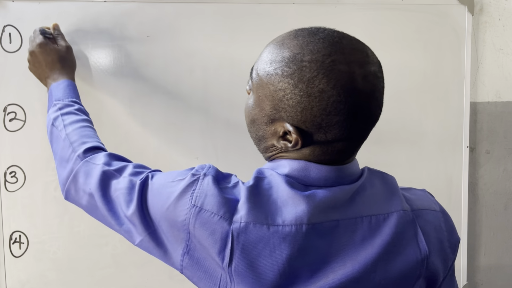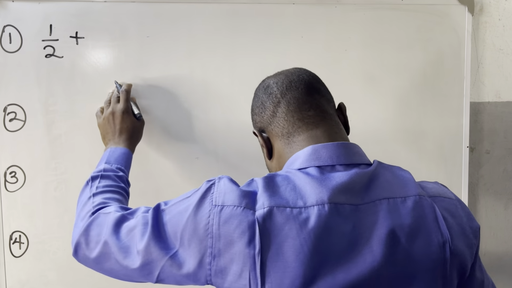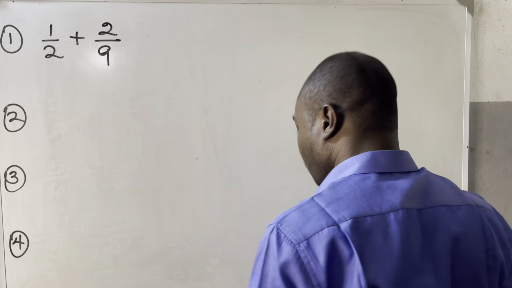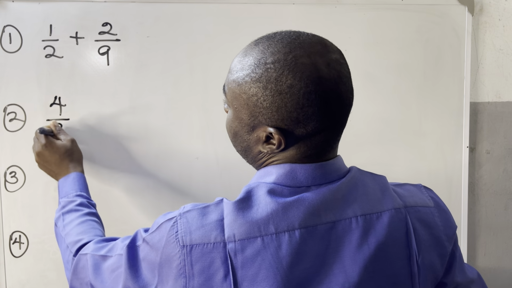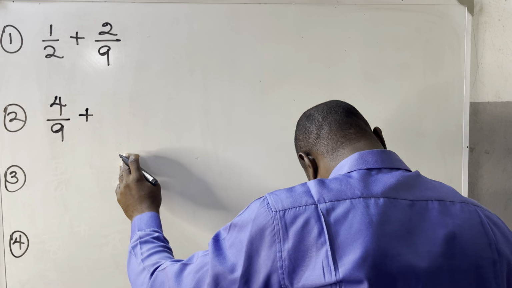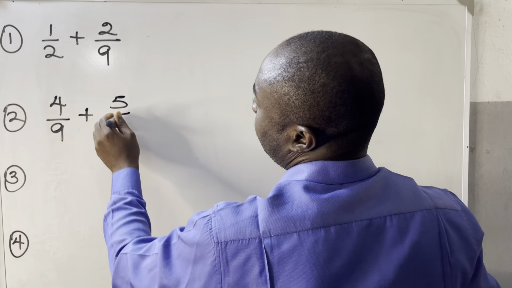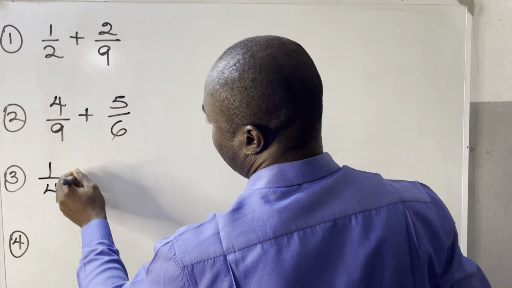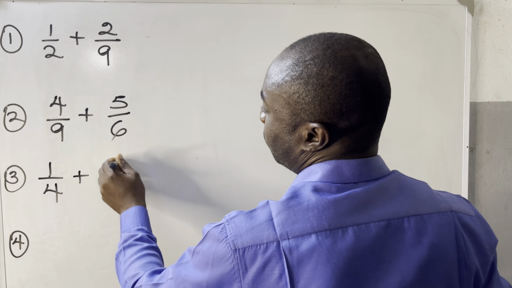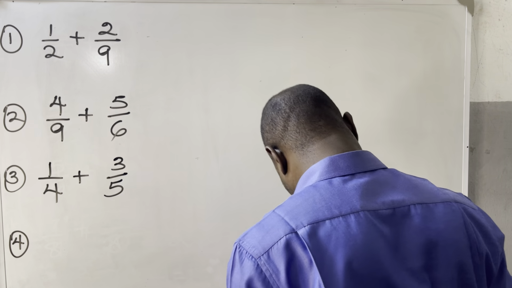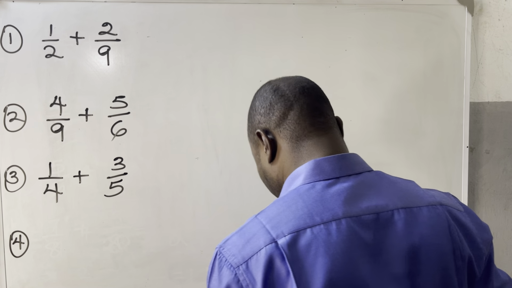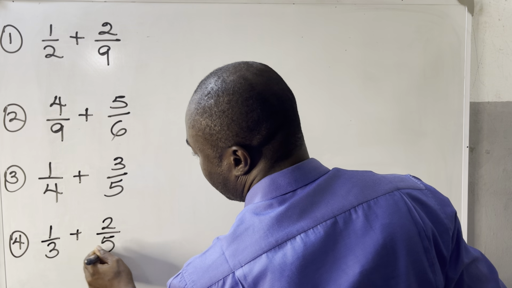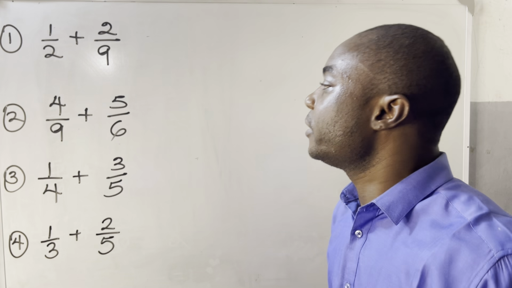So if we have a fraction as 1 over 2 plus 2 over 9, all right, another one as 4 over 9 plus 5 over 6. Then we have another question as 1 over 4 plus 3 over 5. And number 5, we have 1 over 3 plus 2 over 5. So we are asked to add these fractions.